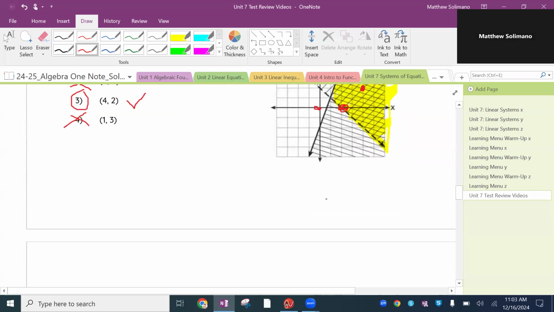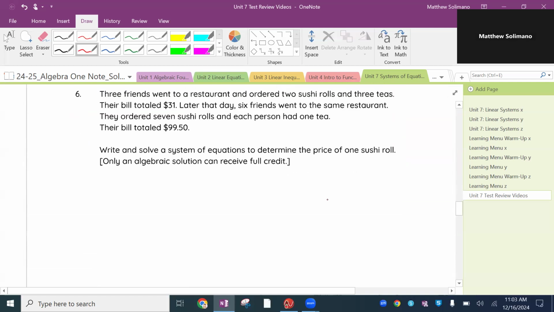All right, so correct answer is 4-2. Not that bad. All right, let's say 3 friends go to a restaurant and order 2 sushi rolls and 3 teas. So we go to a restaurant, we got 3 sushi rolls, 3 teas, and their bill totaled $31.